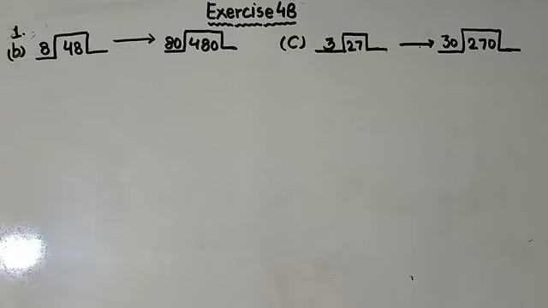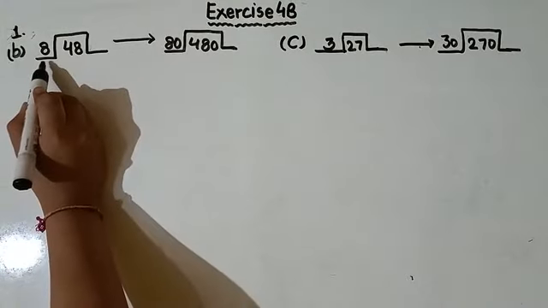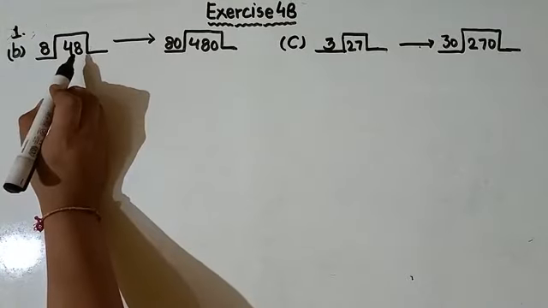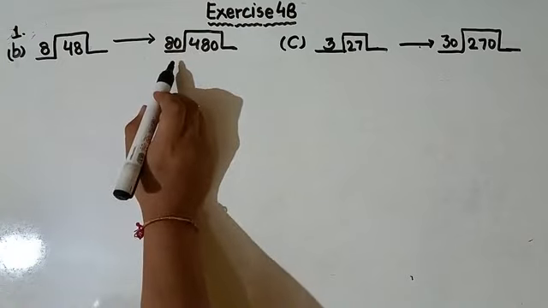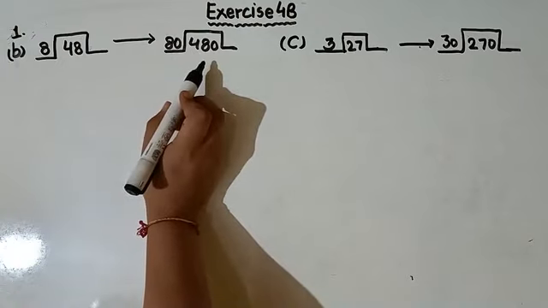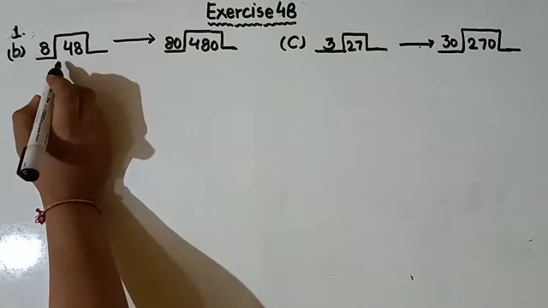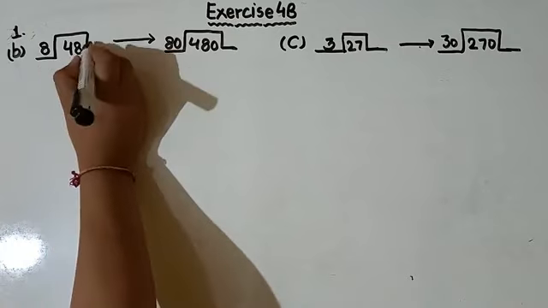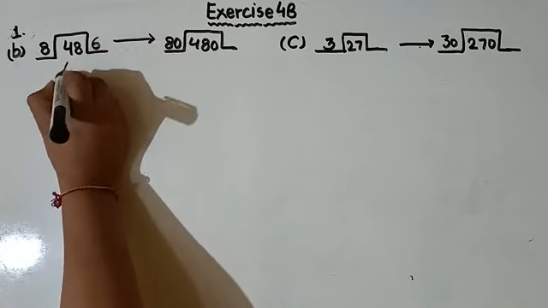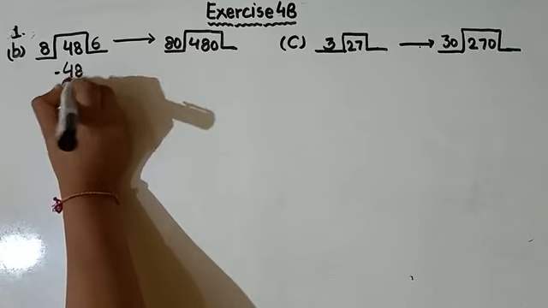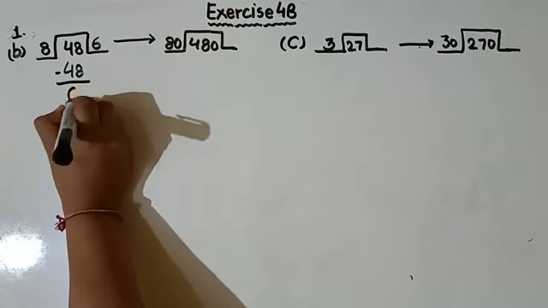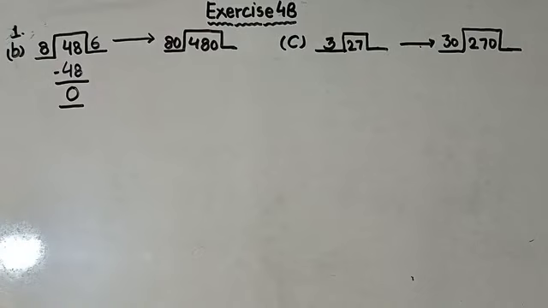Let us start now. Here we have 8 as divisor and 48 as dividend. Here we have 80 as divisor and 480 as dividend. Let us solve this one first. See, how many times does 48 come in the table of 8? 6 times. So here we will write 6 as quotient and here 48. Now 48 minus 48 is 0. So the remainder is 0 and the quotient is 6.